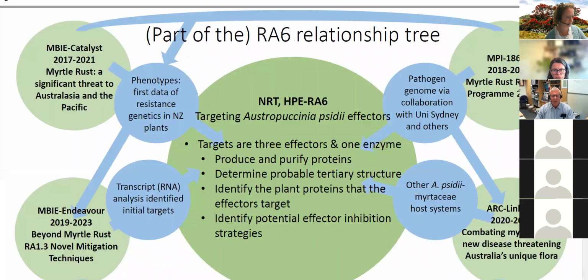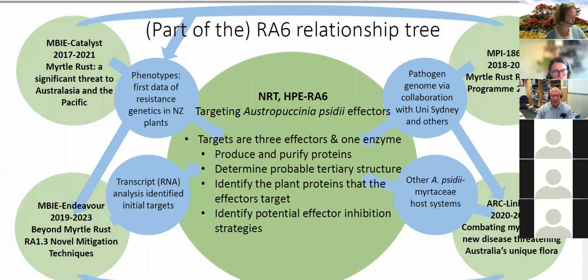Next slide, Anna, please. So I wanted to include this slide because of why we propose to target effectors, in the center there. It's because of a lot of the work that was done in some other programs to get us to the point to say we think we've got valid targets to go after in terms of trying to understand the very early stages of infection.